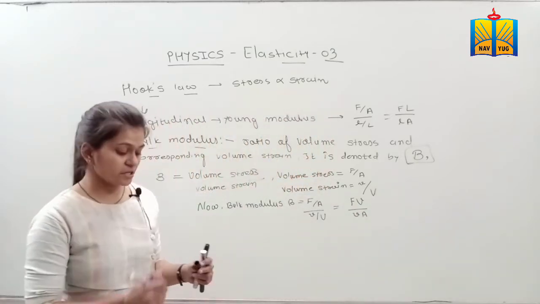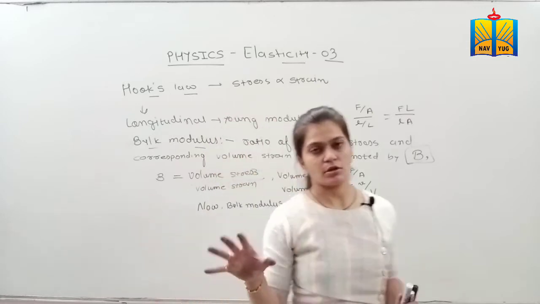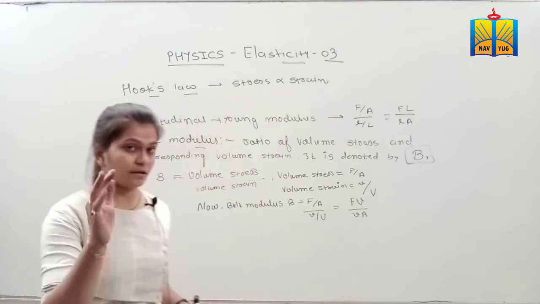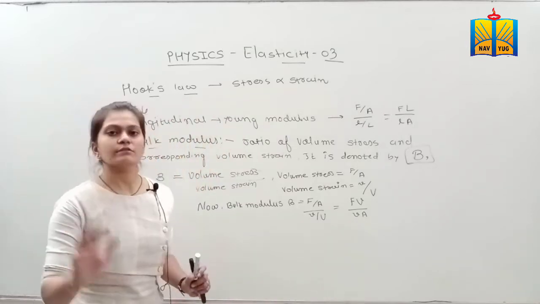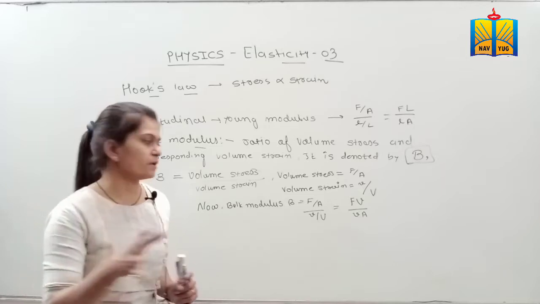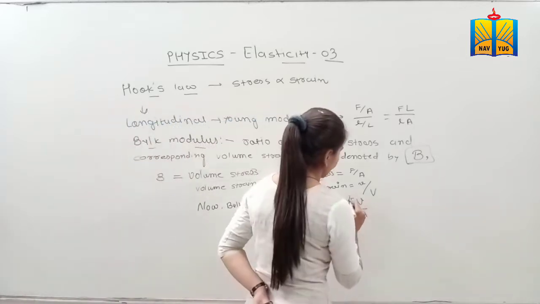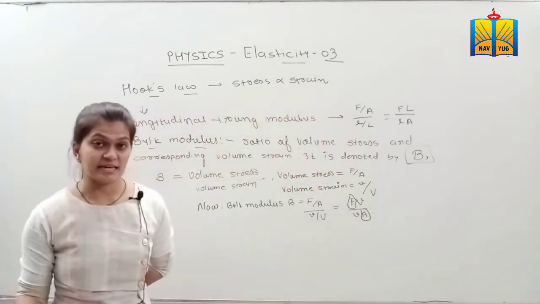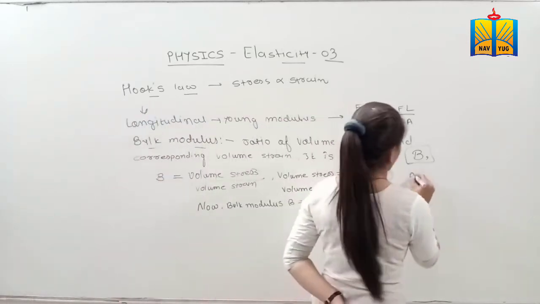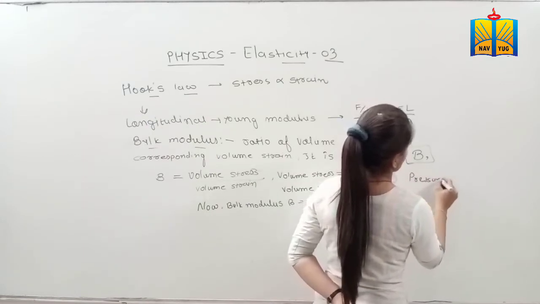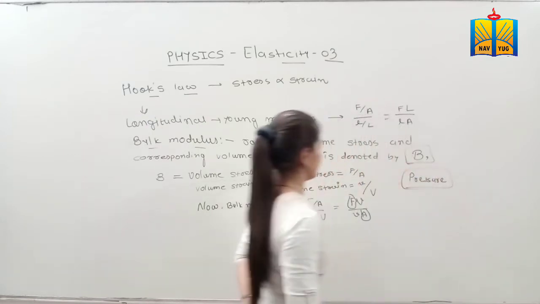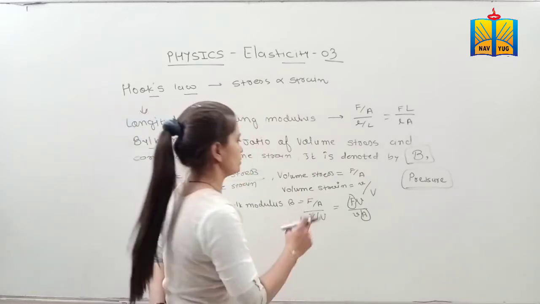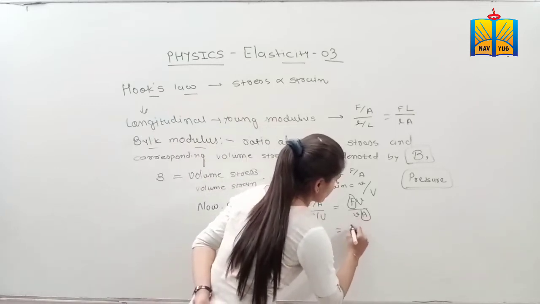Here we can see, as we discussed already, that volume stress normally happens with liquids, right? When we use liquids. So here we can see force upon area. We can denote the force upon area as pressure. I hope you all know the quantity pressure. The equation of pressure is force divided by area. As force is applied, the area changes. So here we can denote it as pressure also.